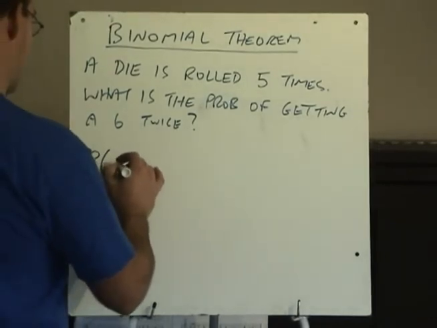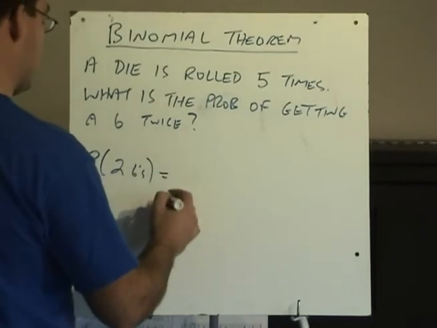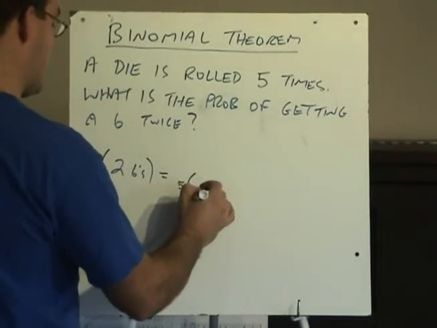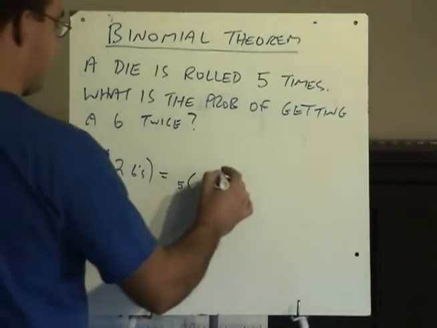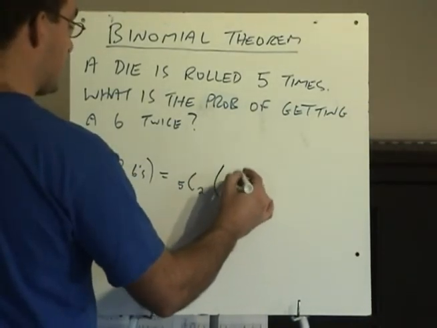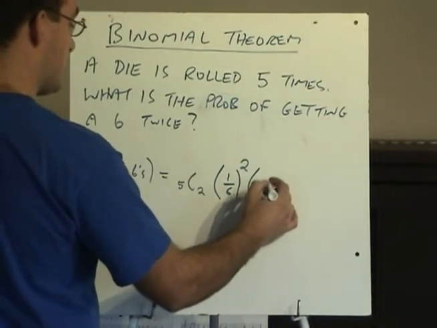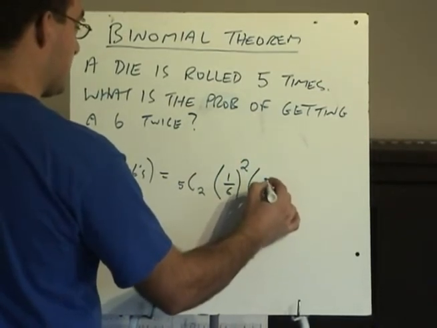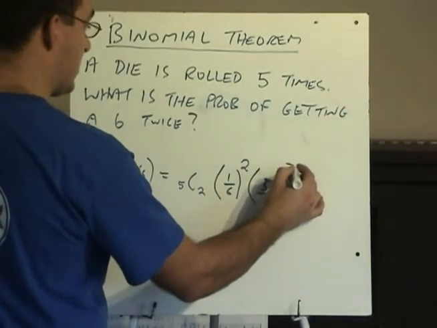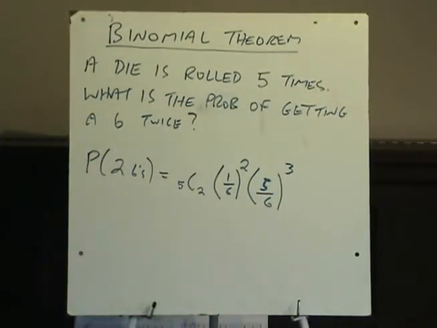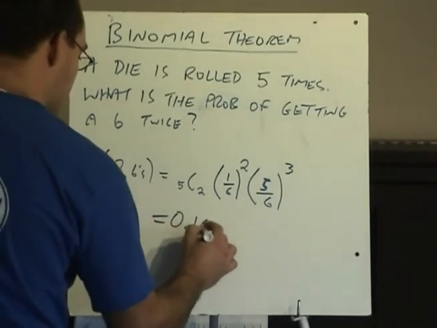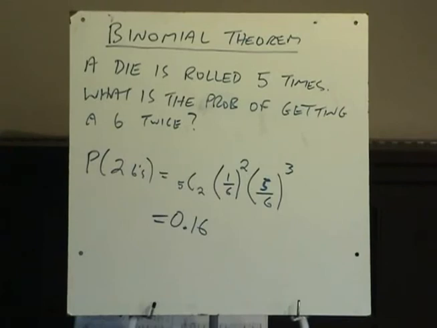So the probability of getting 2 6s would be 5 tosses of the die, choose 2 6s. The probability of getting a 6 is 1 in 6, and we need 2 of those. And the probability of not getting a 6 is 5 in 6, and we would need 3 of those. So working this one out in the calculator, we get 0.16. So approximately a 16% chance of getting 2 6s when you roll the die 5 times. We'll look at one more example.